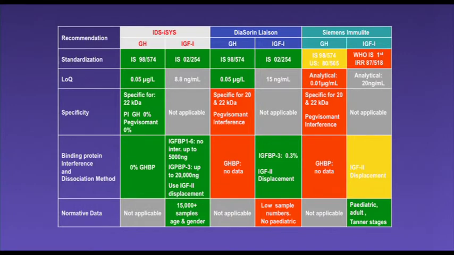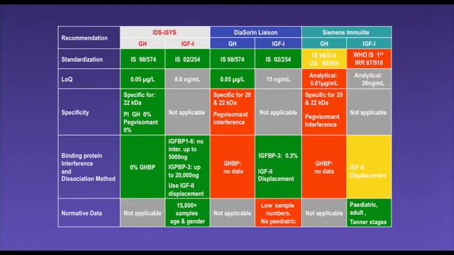The GH from iSYS and the DiaSorin are standardized against the recommended international standards. But look at Siemens: in Europe and the rest of the world they have the good standard, but in the US they remain with another standardization. So with Siemens, you've got two different standardizations according to the place where you are on Earth. For IGF-1, it's a good standard for DiaSorin and for iSYS. But Siemens still has another standard for IGF-1, which is not recommended anymore.